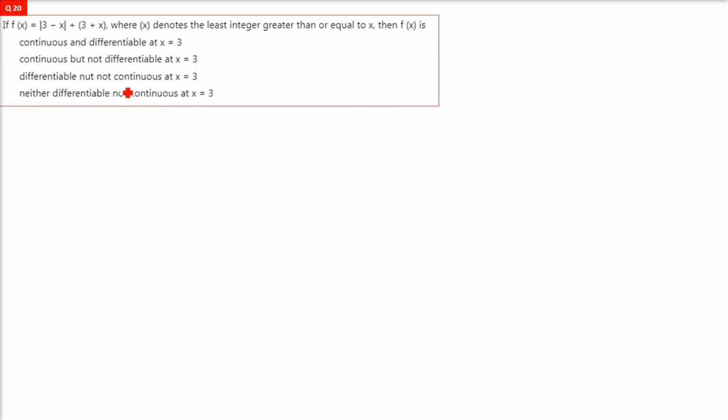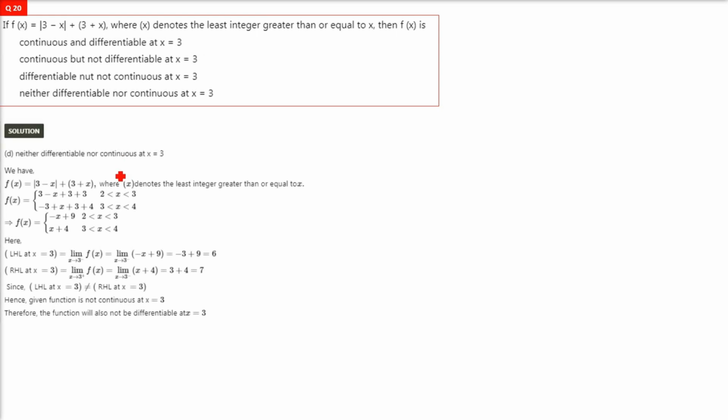Now this question is a bit tricky. Why? Because there are various solutions available, and some of them have given different discussions. Modulus of 3 minus x is quite easy to understand. You have already done a question like this. But here we have a least integer function. So you are talking about the ceiling. The greatest integer function tells you the floor. The least integer function will tell you the ceiling.